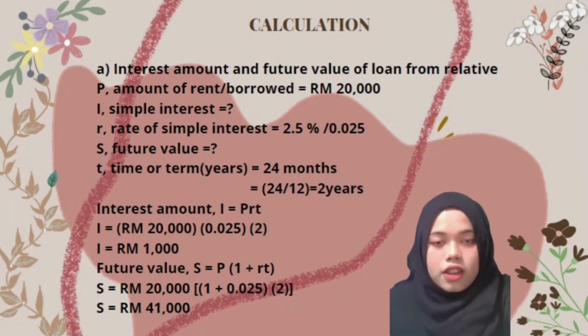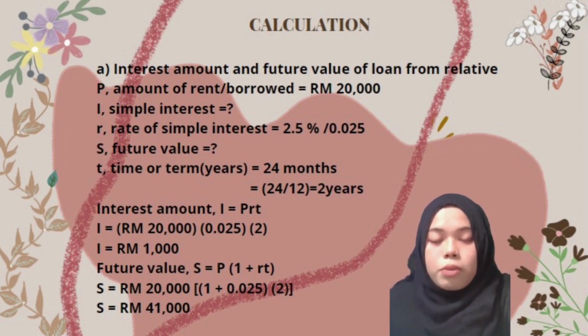From the table given, we get information about the value of P, the amount borrowed, which is 20,000. I, simple interest, is a question mark because they didn't provide the value. R, rate of simple interest, is 2.5% or 0.025. And the future value S is also a question mark since we don't know the value. The last one is T, time or terms in years, which is 24 months. So we need to divide it by 12 months, and we get the answer of 2 years.